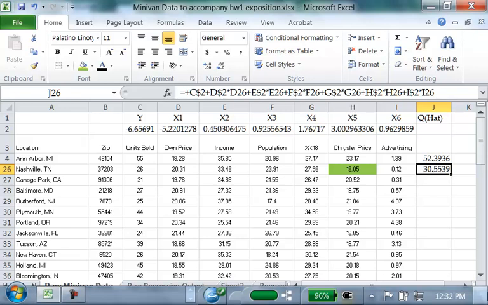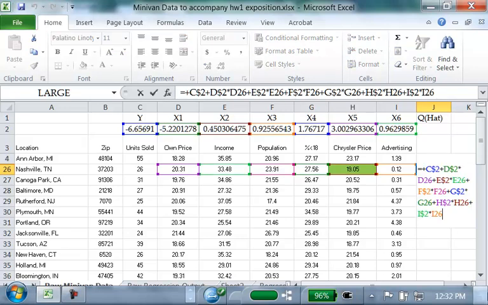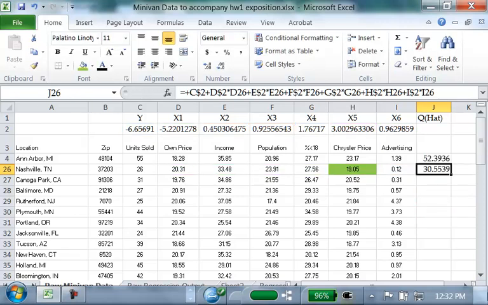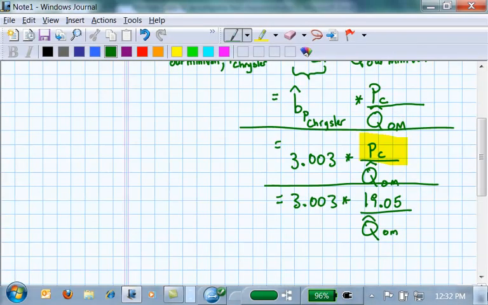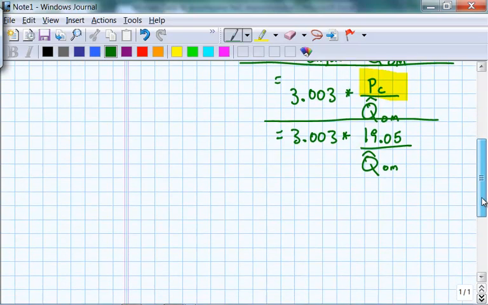It is still going to be referring to the initial intercept of -6 plus those products, the sum of the products. So here we go. The expected number sold in Nashville was 30.5354. So we can flip back to our nice little sheet here, and we're pretty much done.